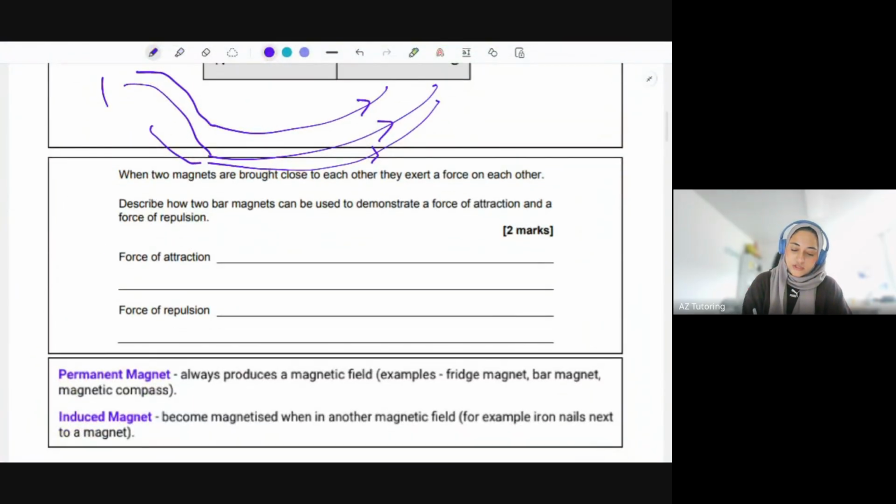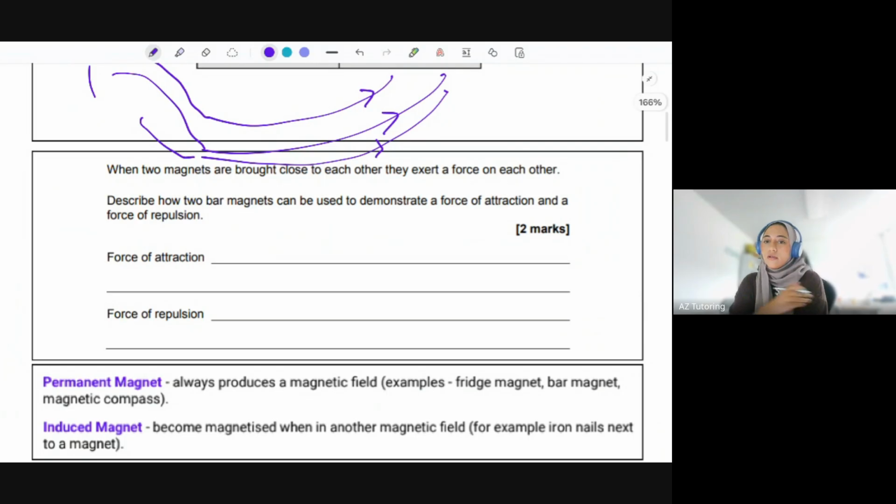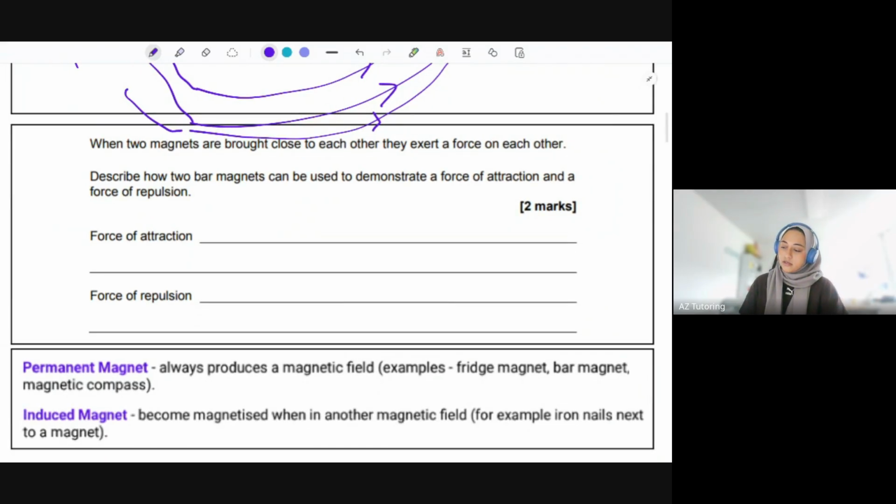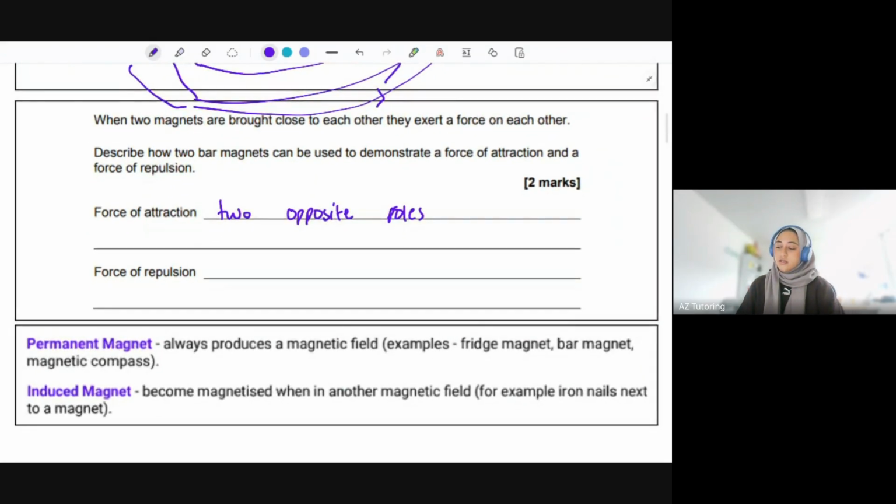It says here for this exam question, when two magnets are brought close to each other, they exert a force on each other. Okay, so describe how two bar magnets can be used to demonstrate a force of attraction and a force of repulsion. So remember, opposites attract, but you can't just say opposite. You have to be particular, like opposite what exactly. So you would say two opposite poles for the forces of attraction, and then two like poles. So like means exactly the same for forces of repulsion.